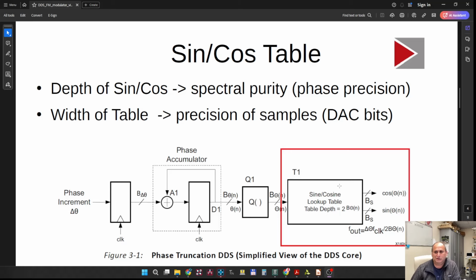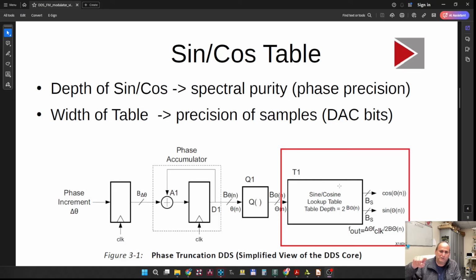Actually, they are not two tables. They're the same table because those values are the same. We know that between sine and cosine there is a quadrature shift in phase. So we don't need two tables. We can have one. At the same time, we don't need to hold a full period of sine values because things are kind of repeating.